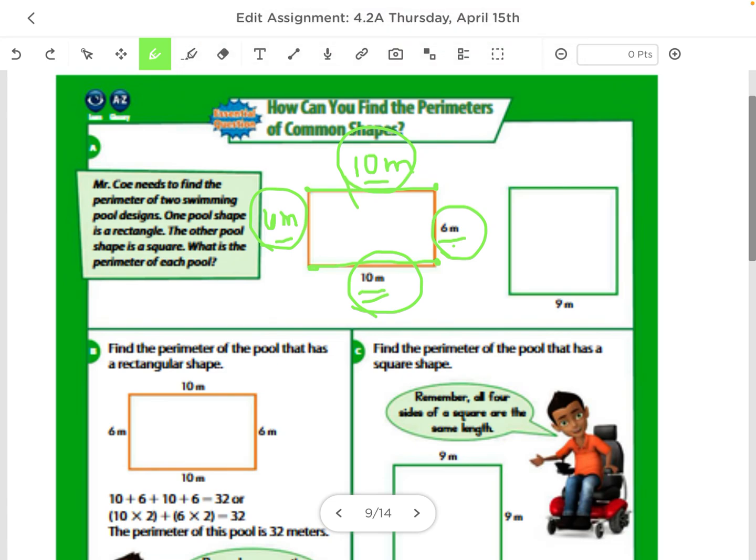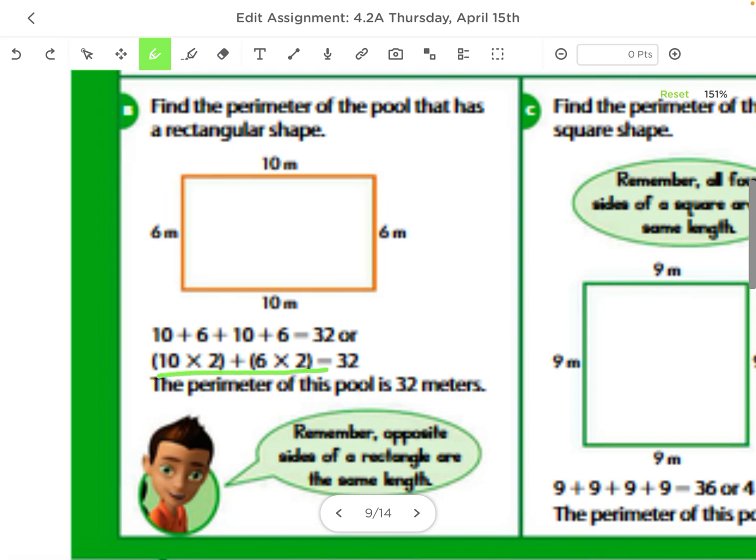The second way is by multiplying by 2, because 10 plus 10 is the same as 10 times 2. There's two groups of 10, and they both equal 20. So there are two strategies you can use. You can multiply the length and the width by 2 and add those together, or you can add all the sides separately.